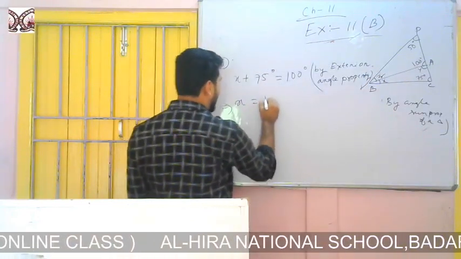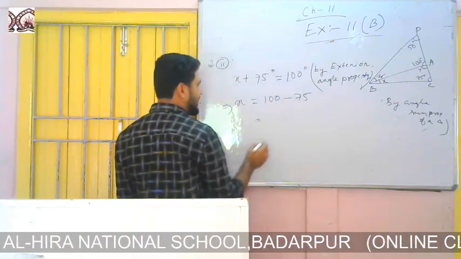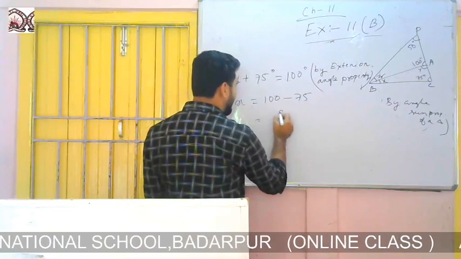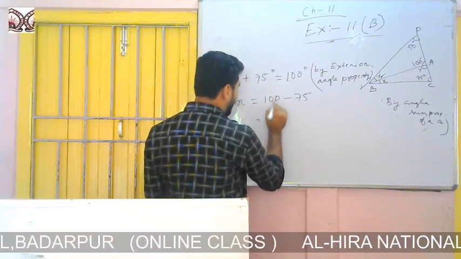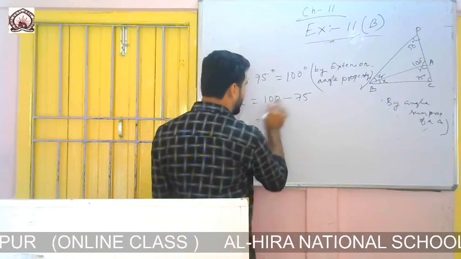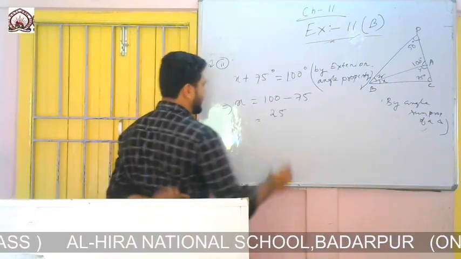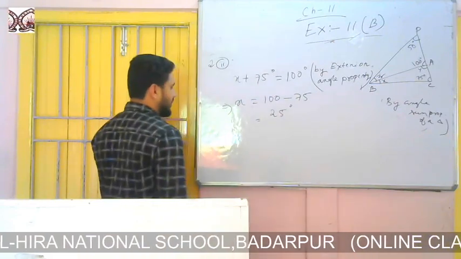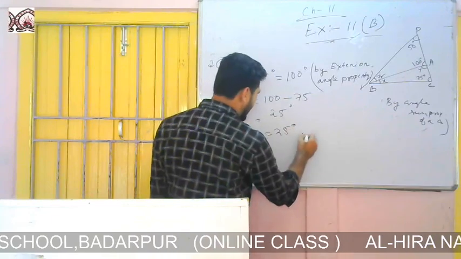X equals to 100 degrees minus 75 degrees. Okay, if we subtract, then we will get what here? 10 minus 5, 5. Here remain 9 minus 7 equals to 2. Directly we can write 25 degrees. Therefore X equals to 25 degrees.